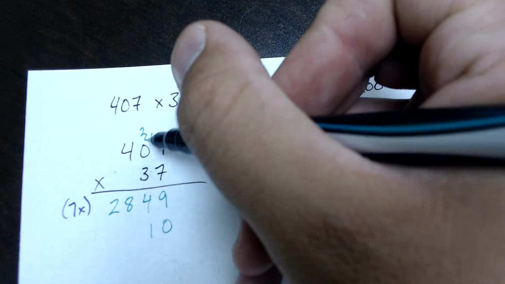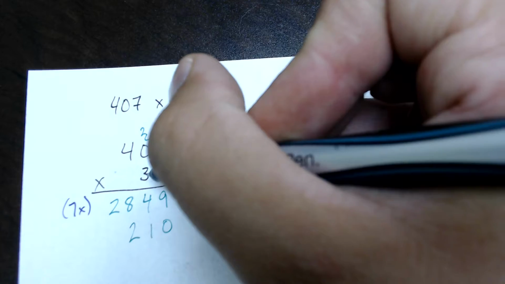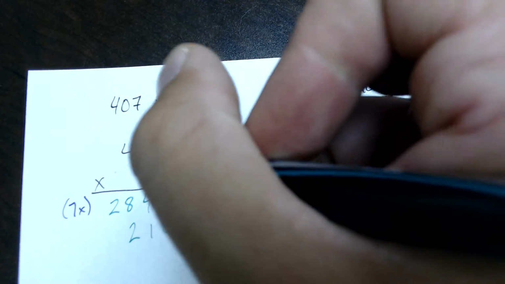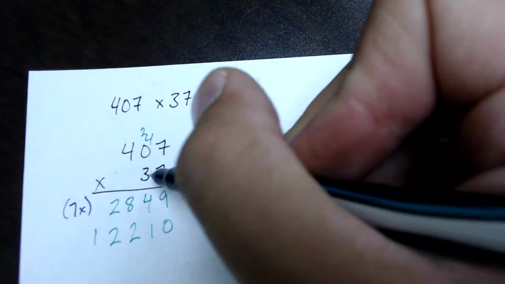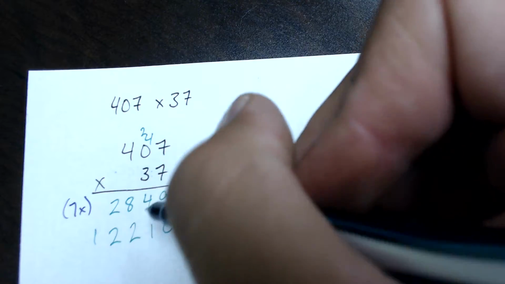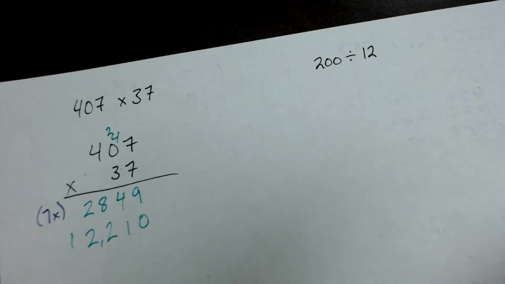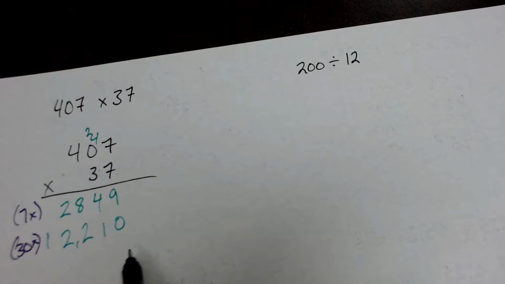So 3 times 0 gives me 0, plus 2 gives me 2. Then I've got 3 times the 4, or 30 times 400. 3 times 4 gives me 12, so I put the 12 down. If you were to do 30 times 400, you'd actually get 12,000, which is what we end up getting down here. So what I just multiplied here is the number 407, and this is the value of 407 times 30.